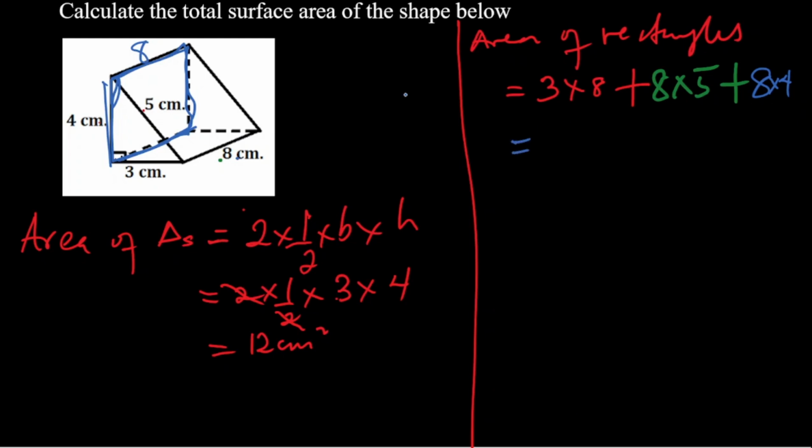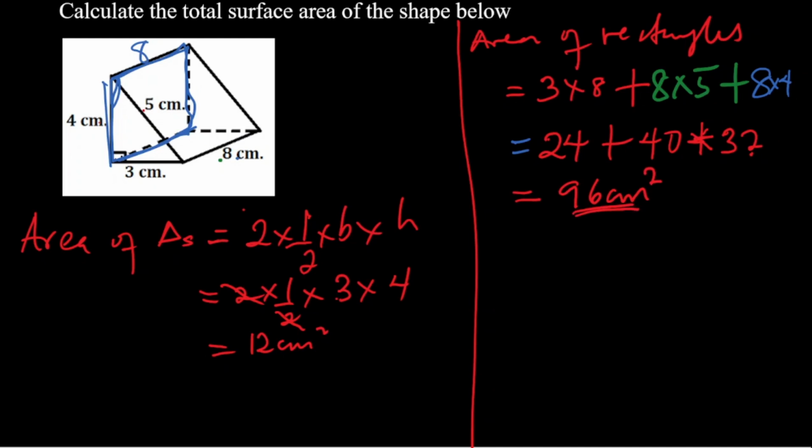So let's now get the final answer. 3 times 8 is 24, plus 8 times 5, that is 40, then plus 8 times 4, that is 32. Let's add everything together: 24 plus 40 is 64, plus 32 is 96 centimeters squared. I hope this is very clear. So that is that on this.